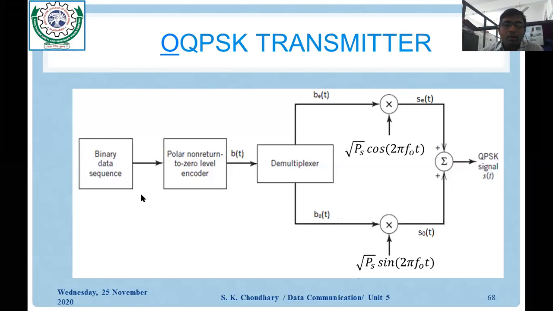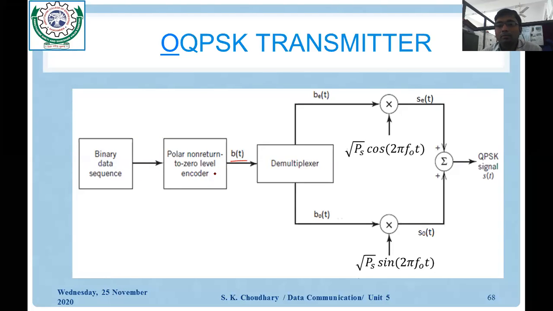This is actually the OQPSK transmitter. It is not directly written as QPSK, it is written as OQPSK, offset QPSK transmitter. Why it is called offset QPSK, we will discuss later. But first of all, you can see the block diagram of this transmitter. Okay, please everyone note down this diagram or take a screenshot of this. So first of all, we use a general binary data sequence in 1-0 form. Then it is fed to the polar NRZ level encoder that converts this binary sequence into the polar signal, that is BT.